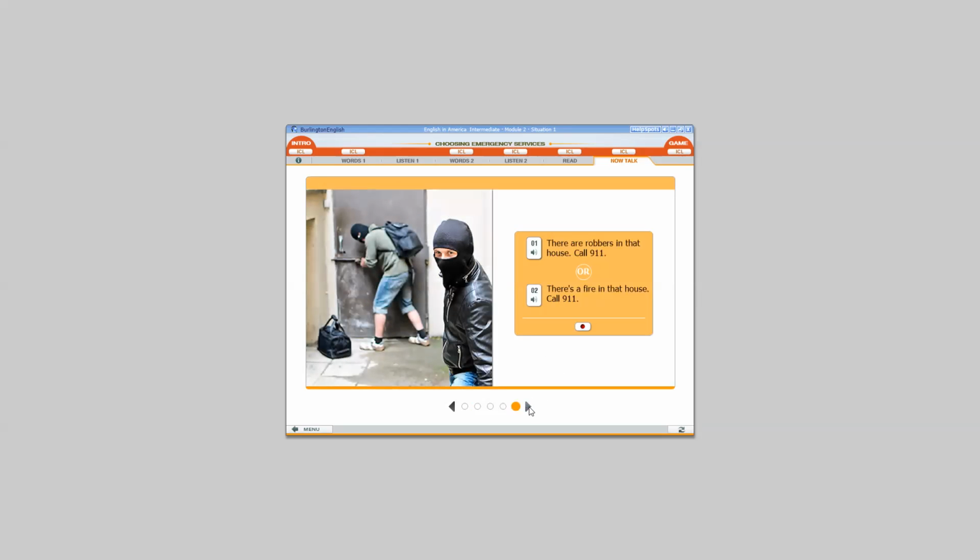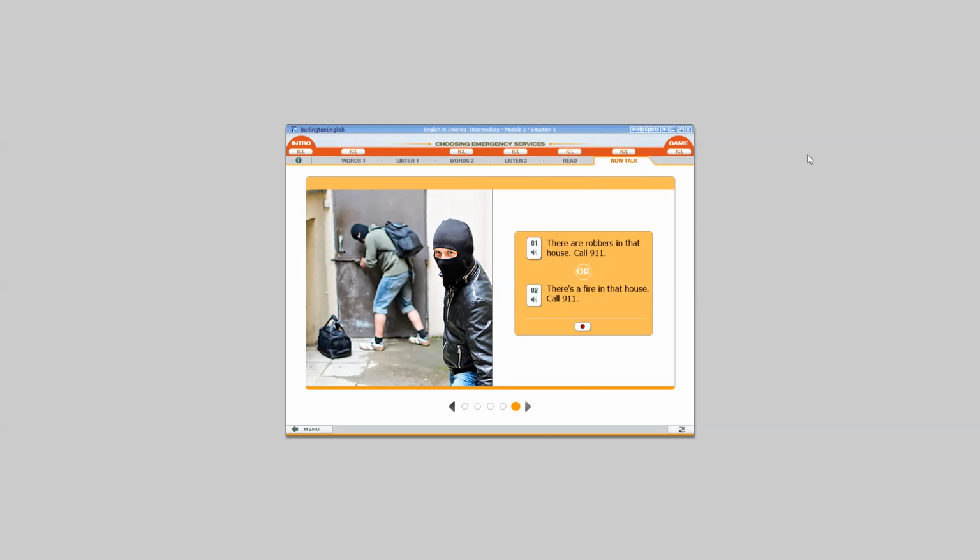Last one. There are robbers in that house. Call 911. Or, there's a fire in that house. Call 911. Okay, so which one would we use? Okay, you are correct. Number 1 is correct. There are robbers in the house. Call 911.